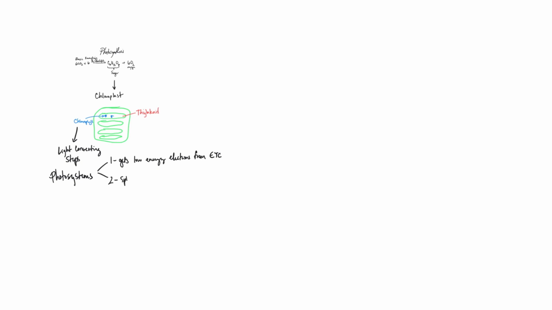So what is the source of the low energy electrons that turn into high energy electrons during the process of photosynthesis? Photosystem 1 gets its electrons from the electron transport chain and then uses light to charge those low energy electrons. Photosystem 2 takes water and splits it, and it gets those electrons from the water. Oxygen is a byproduct of this splitting, and once those electrons are released, it also uses light to charge those electrons and get them to a higher energy state.